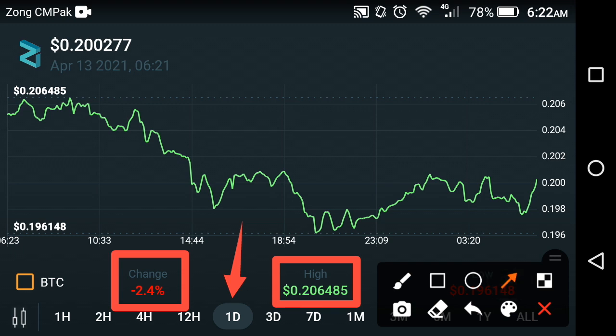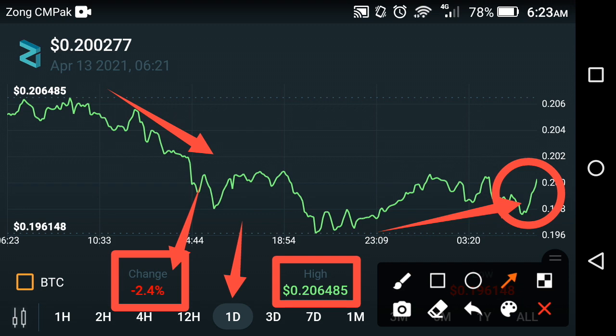Absolutely, as you can see here, the change is negative, but don't worry about this change. If we look at the current condition of the Zilliqa coin, it has started jumping upward, so maybe the change will become positive very soon. And if we look at the previous period of the Zilliqa coin, as you can see here, it was continuously falling.